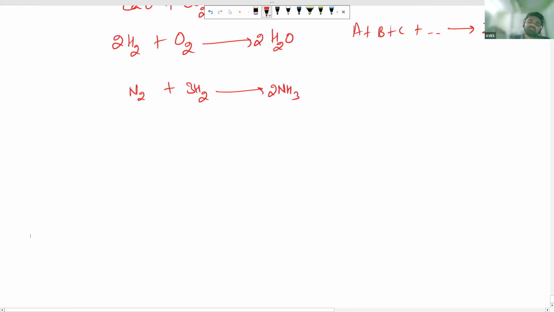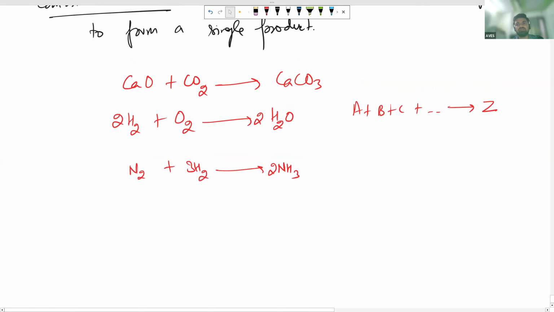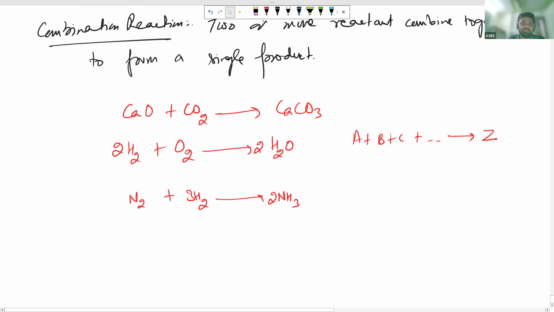What is a decomposition reaction? Generally, combination reactions are exothermic reactions. Now, decomposition is opposite to that one, generally endothermic. Please note the definition.